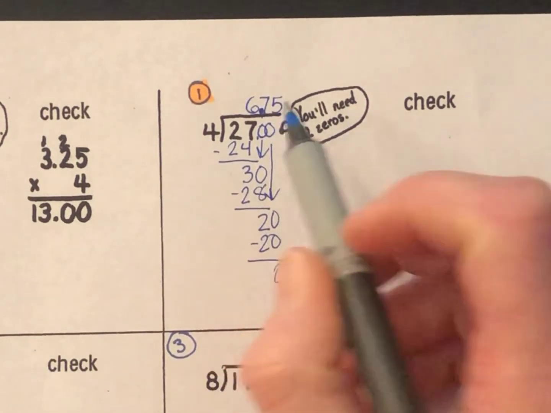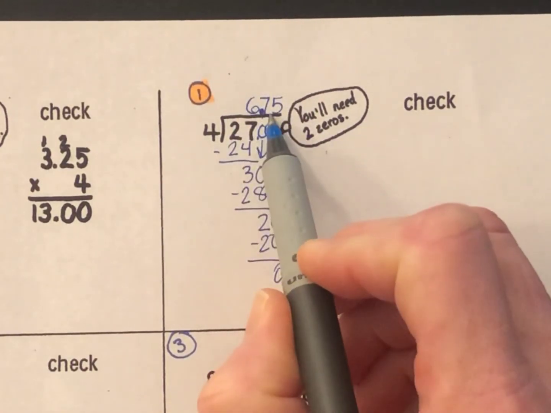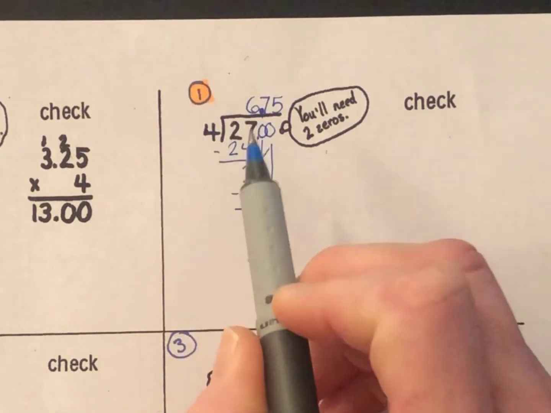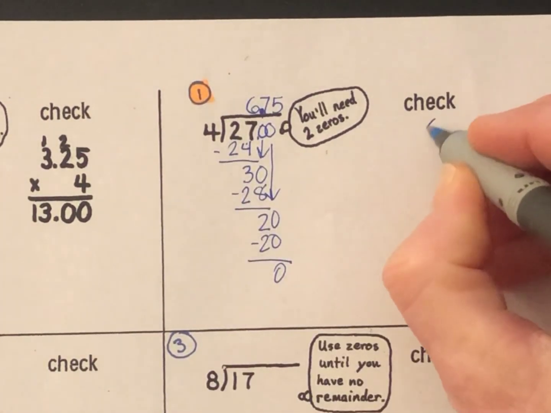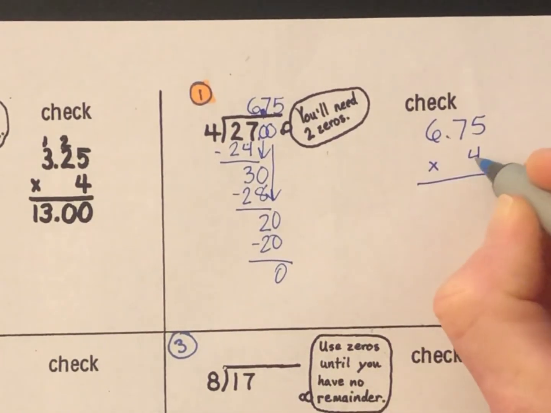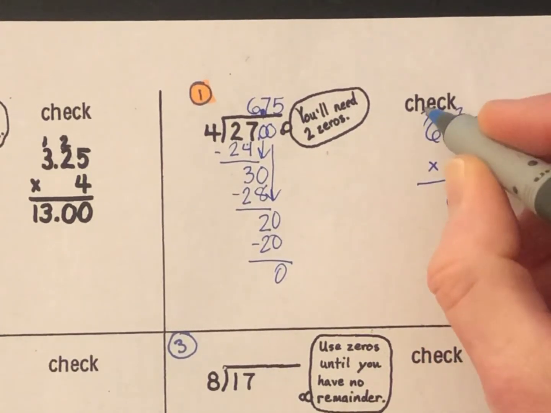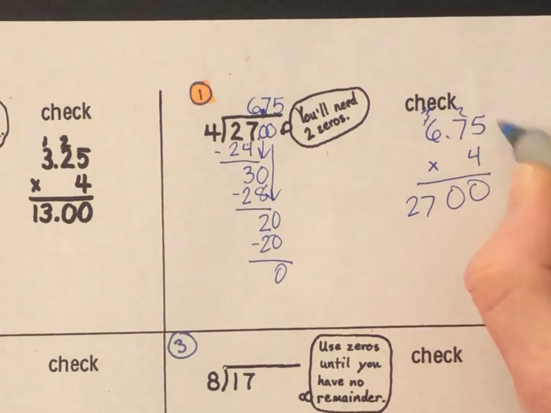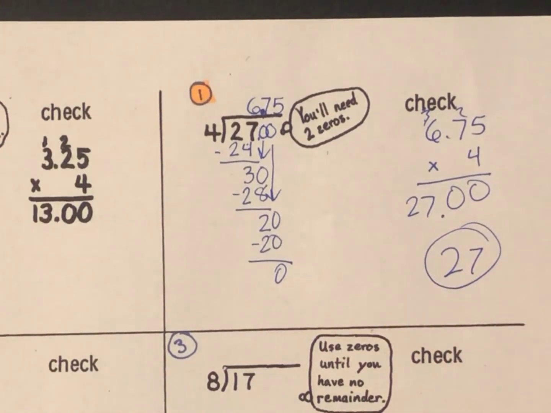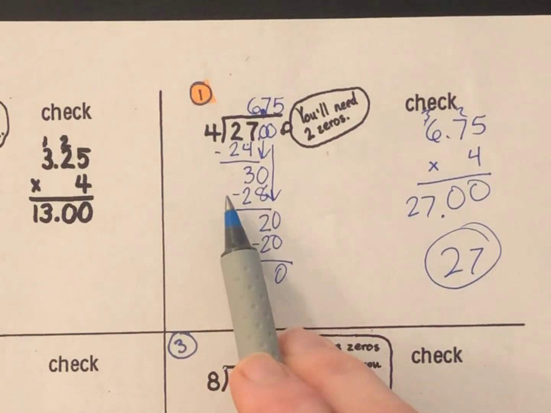Now to check, I will take my quotient 6 and 75/100ths and I will multiply that times 4. If I'm correct, my final answer should be 27. So here we go, 6 and 75/100ths times 4. 20, 28, 29, 30. Got 2 digits to the right, 2 digits to the right. My answer is 27. So that is how I know that my division is correct.